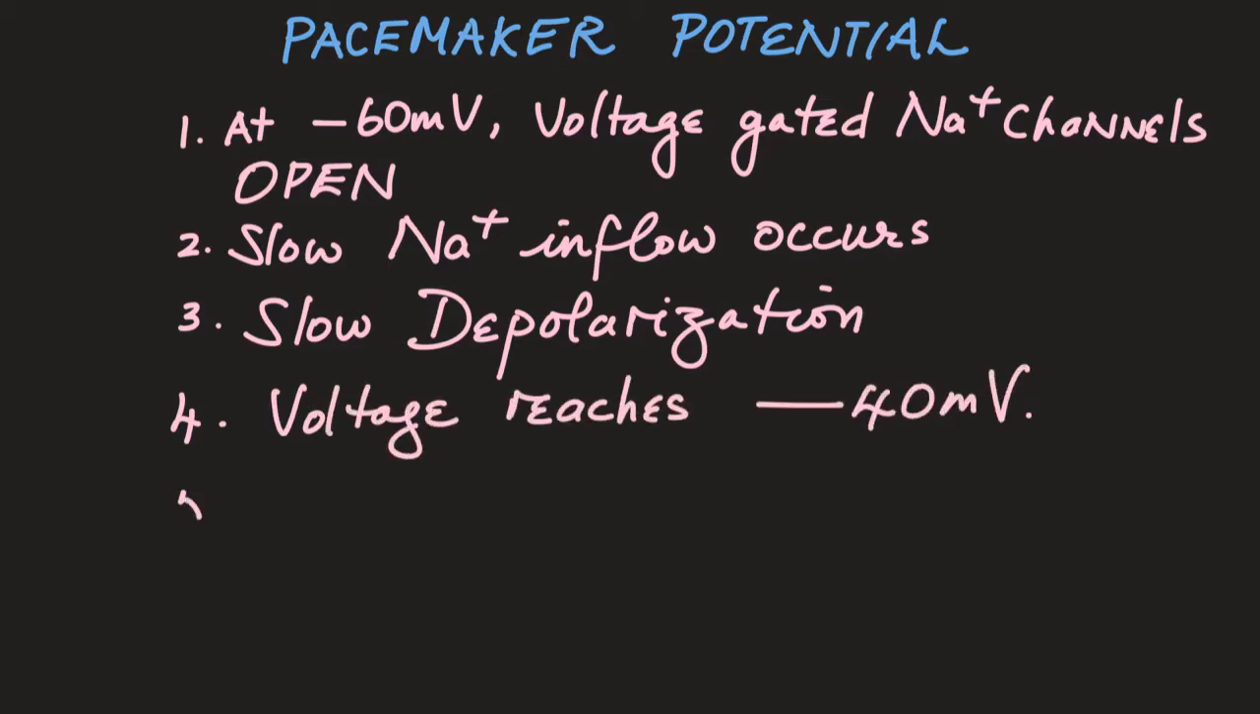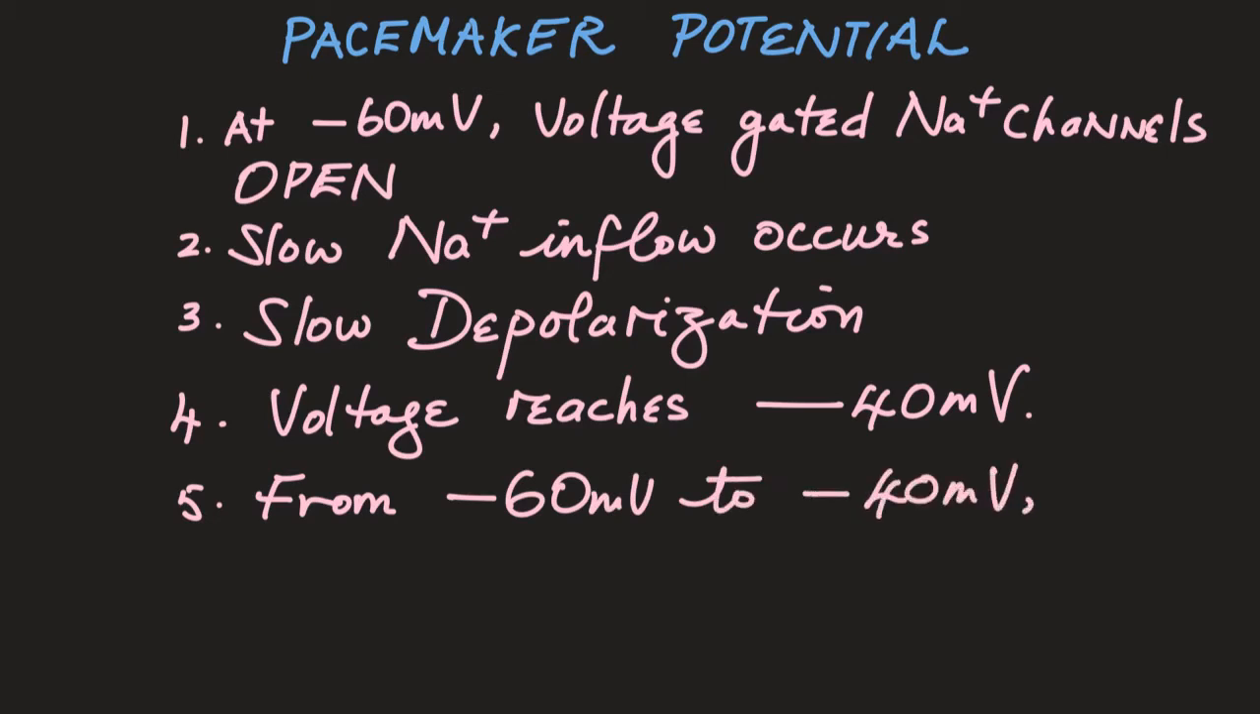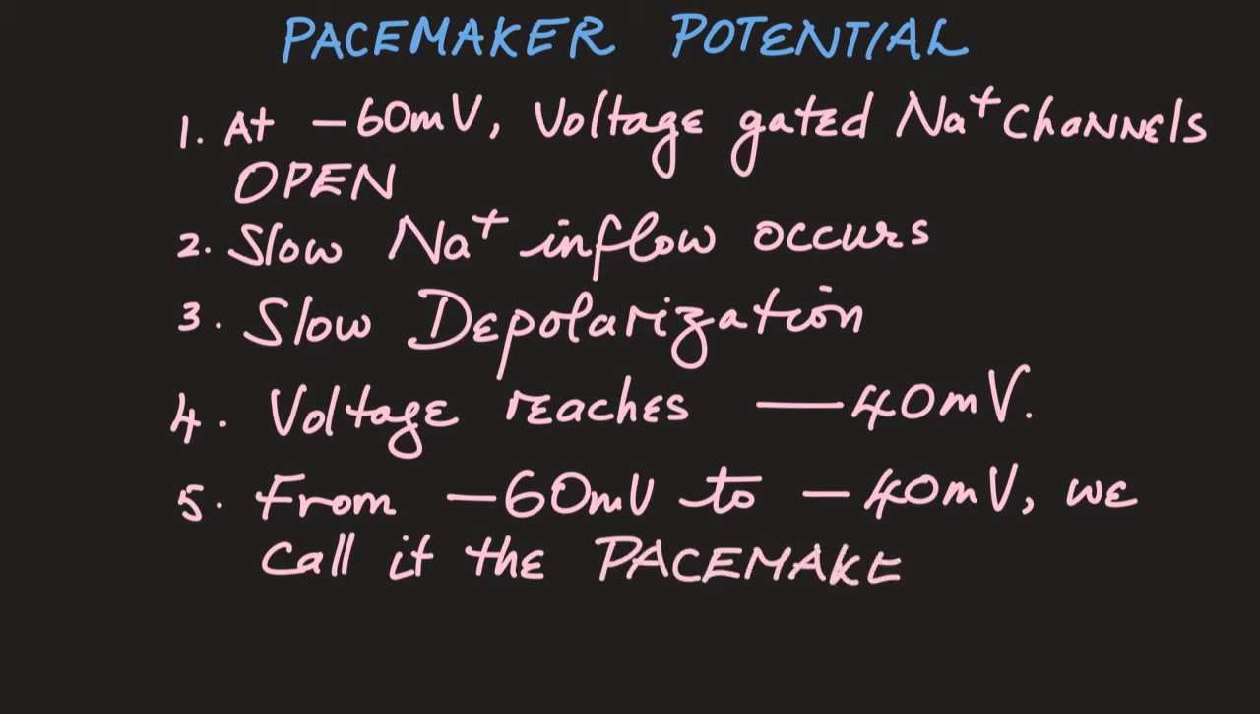The range of voltage between minus 60 millivolts and minus 40 millivolts is called the pacemaker potential. Remember, this is different from the resting membrane potential in the neuron because the SA node does not have a resting membrane potential. It never rests. It only keeps the pace. So we have a pacemaker potential.